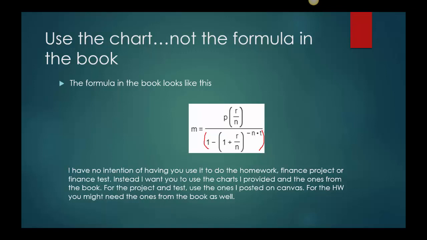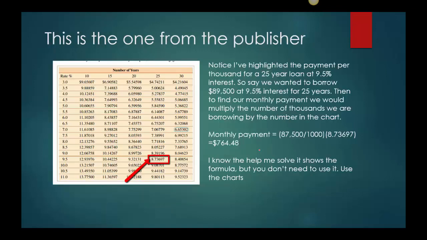So for the project and test, use the ones I posted on Canvas, and I can send them out to everybody again if that's helpful. But for the homework, you might need to use the ones from the book as well. So this is the one from the book, and it's on page 610 of the book. You can probably use the little link that comes up on the Help Me Solve It or the things that say go to the book and just click through to get to this chart, or you can just use this one. Hopefully I haven't messed it up too much by doing the highlight.